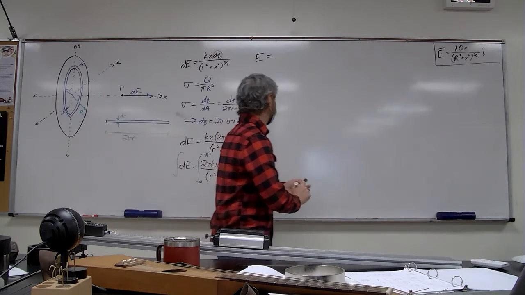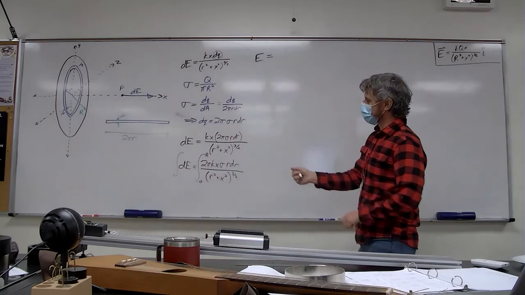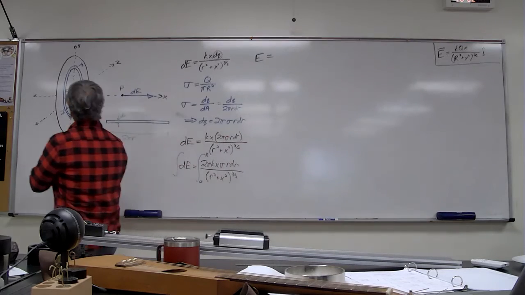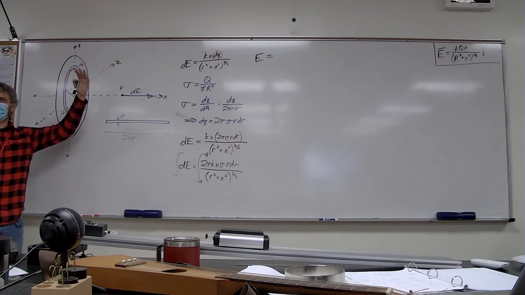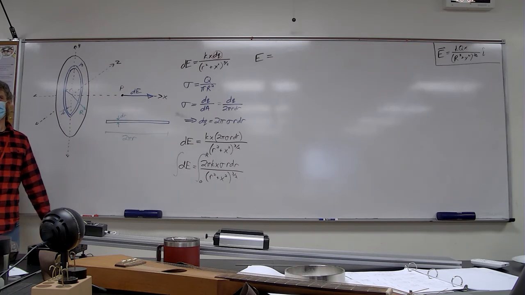Makes sense. So it's going to be the integral from 0 to R, because we're integrating the electric fields through these hoops from the little tiny hoop at the center and then adding up all the electric fields due to all the hoops that go out to the edge of the circular sheet. Okay?